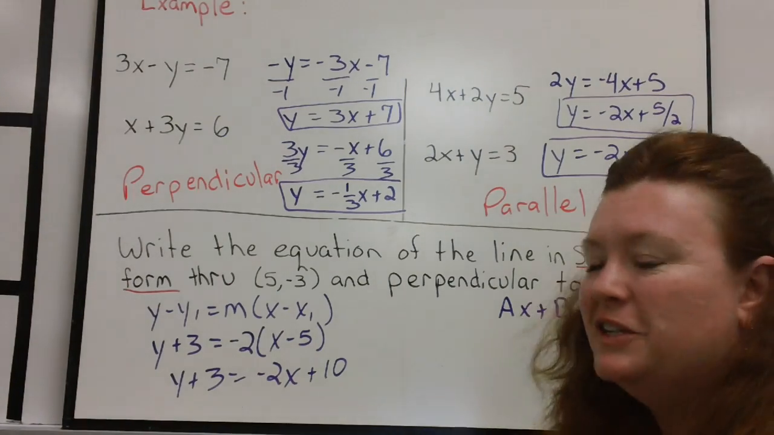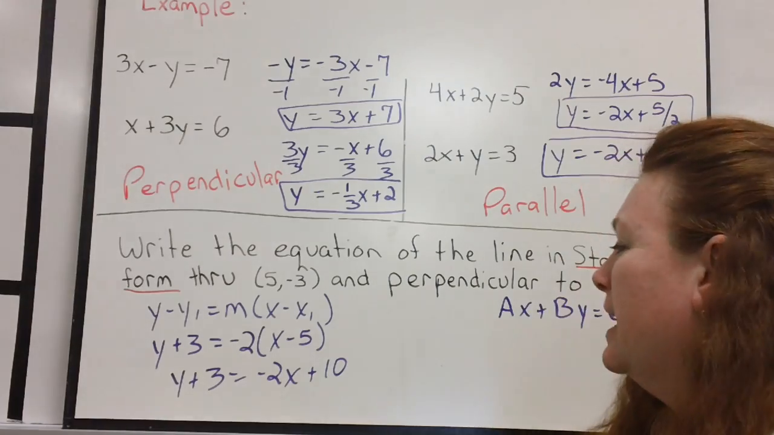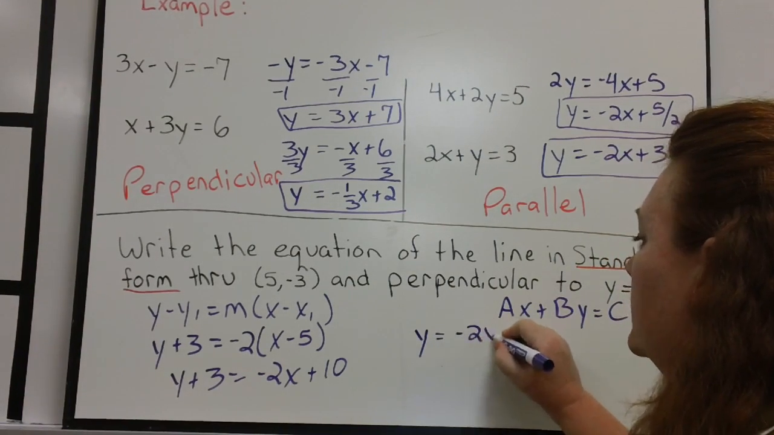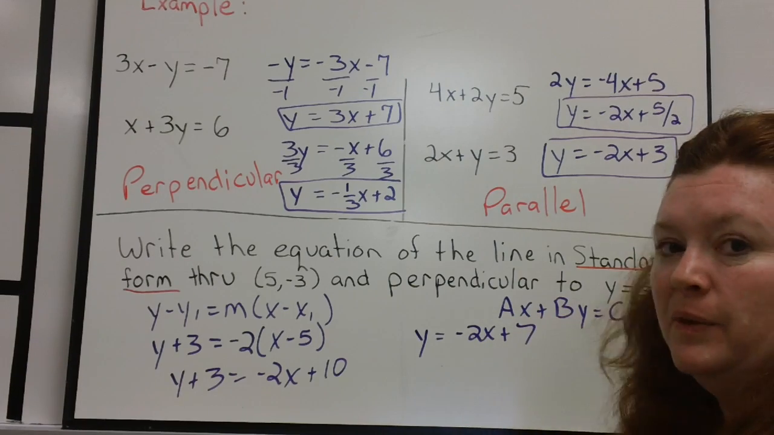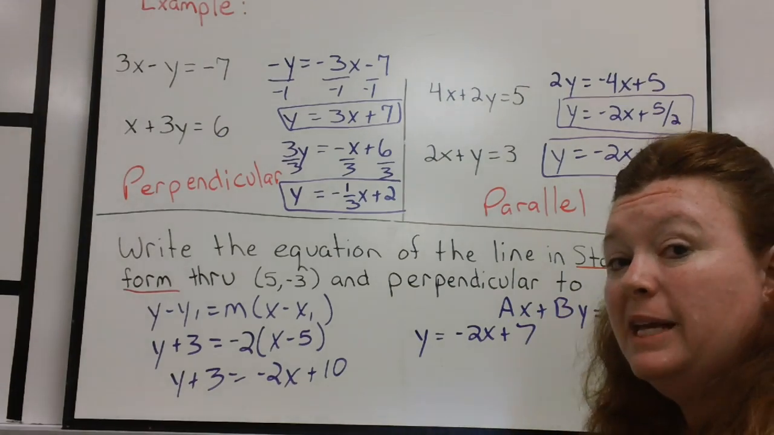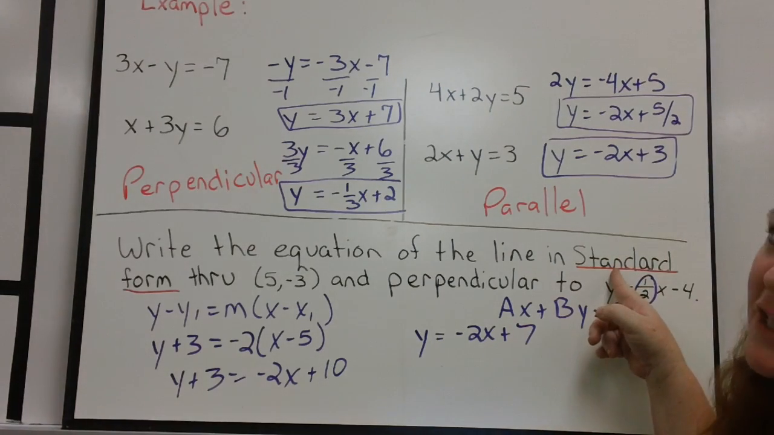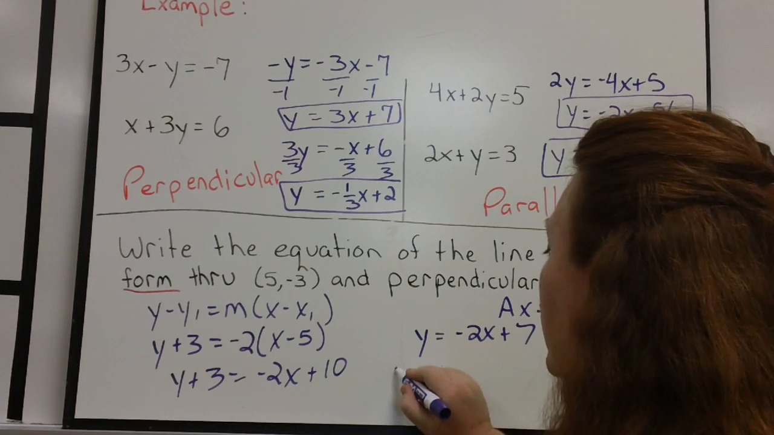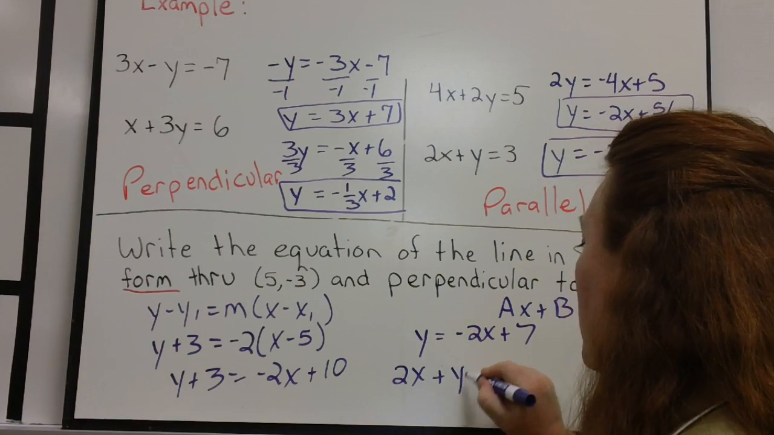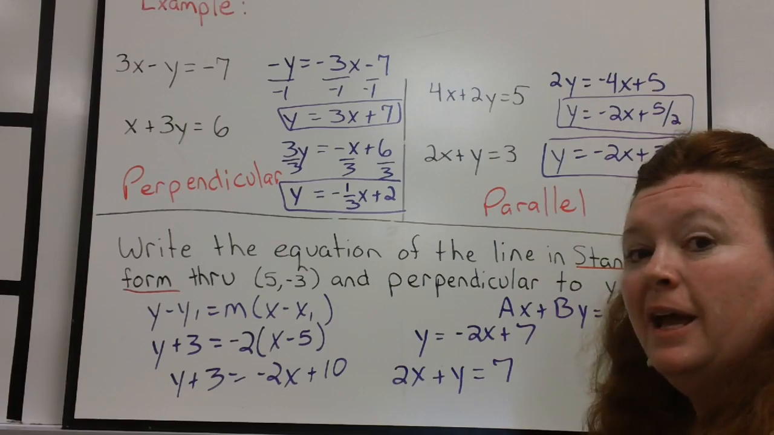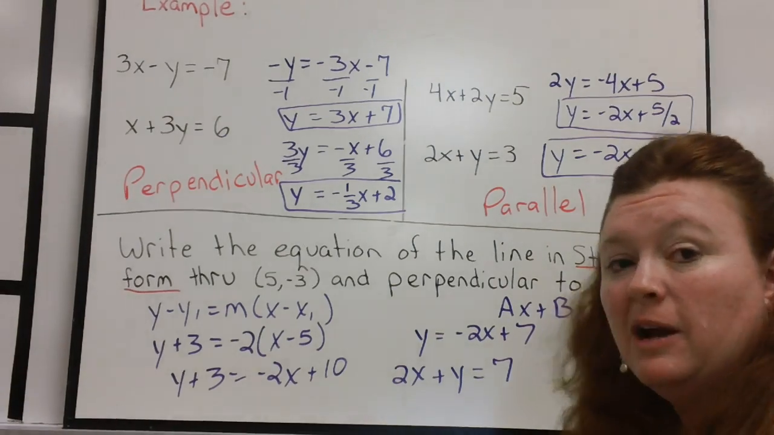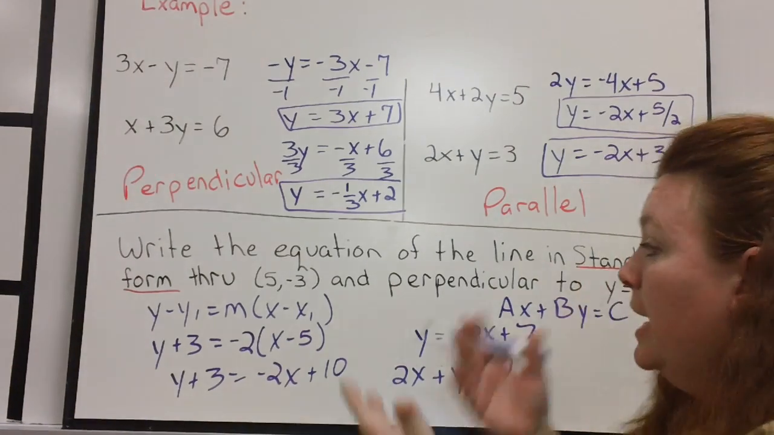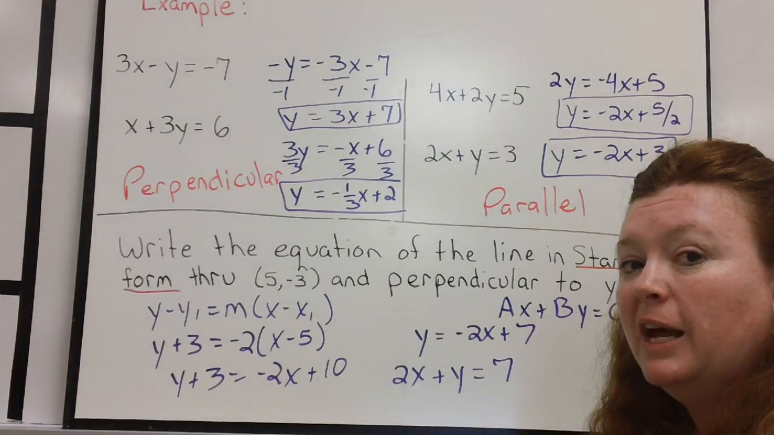Now let's move the 3 first. All right, if I subtract 3 from both sides, I get y equals negative 2x plus 7. That would have been slope-intercept form, but it asks for standard. So I have one more step to do. I have to move the negative 2x over, and I get positive 2x plus y equals 7. And there you go, using parallel and perpendicular lines and comparing their slopes and using that information to write the equation of a line. Good luck.